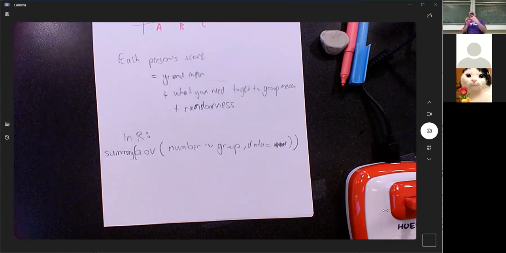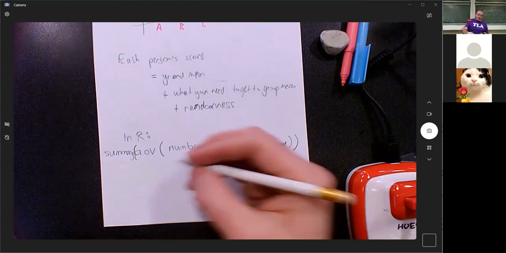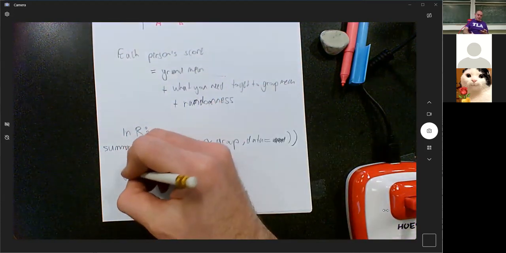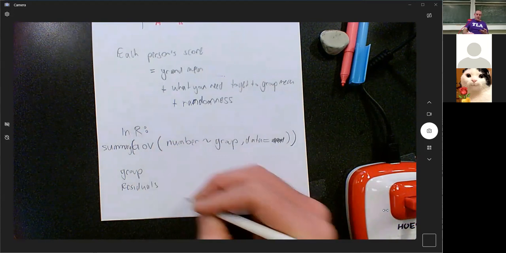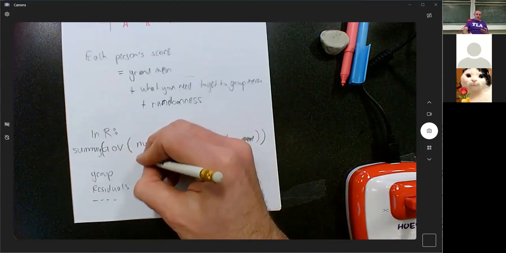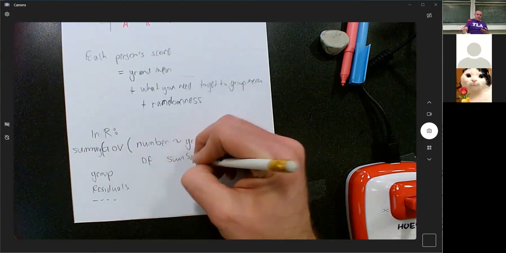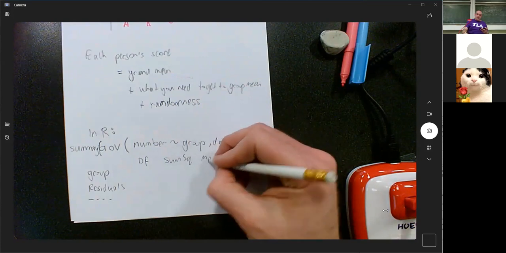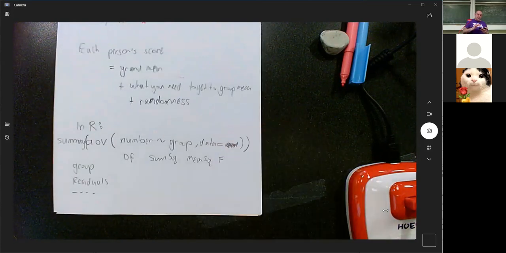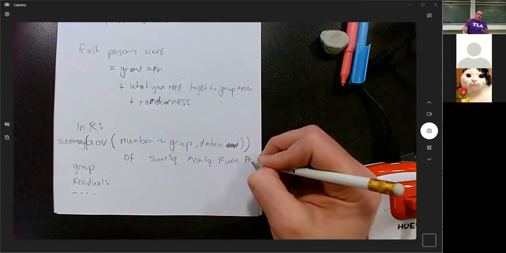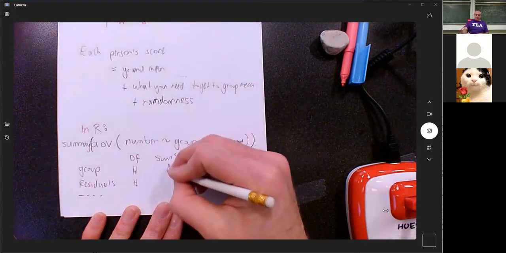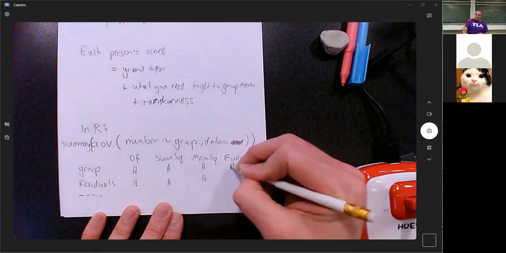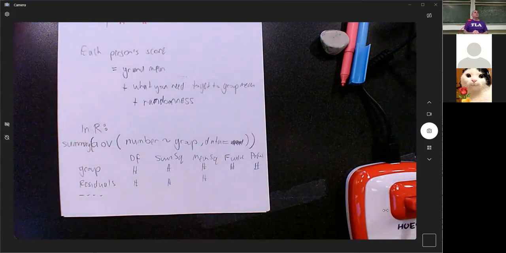It'll produce something like this. It'll say group, or whatever the name of this thing is, and then it'll say residuals, and then there'll be a dash here, and it'll say DF, and it'll say sum square, and it'll say mean square, and it'll say F value, and then it'll say PR stuff. And there'll be all these numbers in these spots here. That's what it will produce. Something that looks like that.